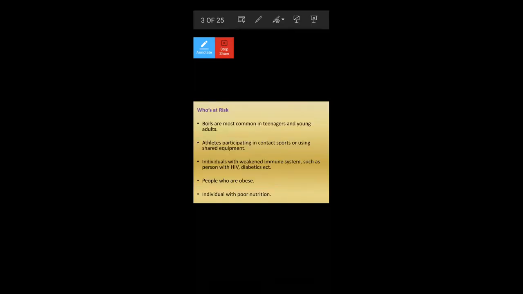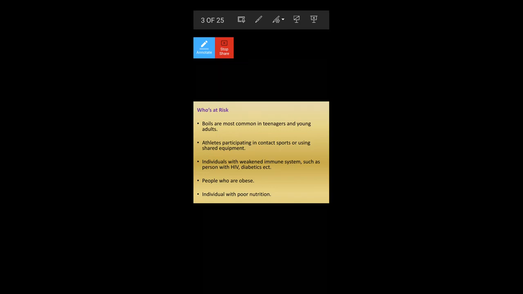So who is at risk, meaning who are the people who might get boils? Boils are most common in teenagers and young adults. At your age, as teenagers and young adults, boils are very common. That is why the problem of acne or small eruptions on the back and shoulder is very commonly seen at your age. So it is teenagers and young adults.